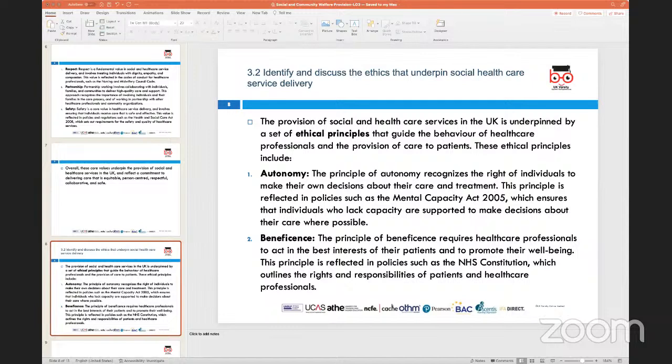And what are these ethics? These ethics would be something that we would need to adhere to, we would need to follow, and these ethics would underpin the social healthcare service delivery in the NHS. That means they would help create a framework which would give us some pillars that we will follow. There are four pillars: autonomy, beneficence, non-maleficence, and justice. That is what we will follow and practice when we deliver our services to patients.